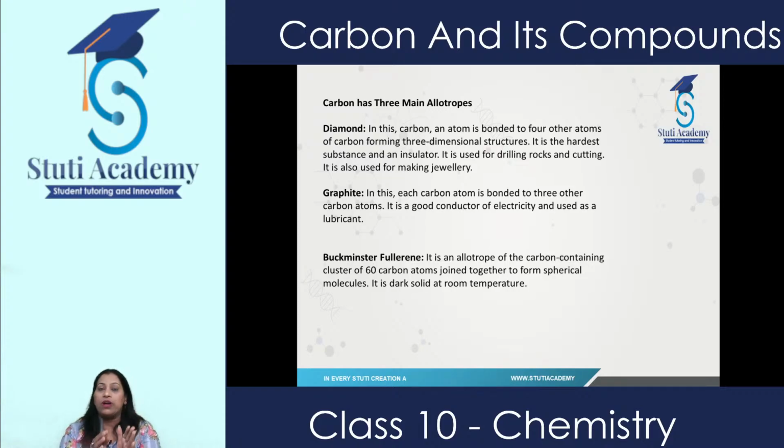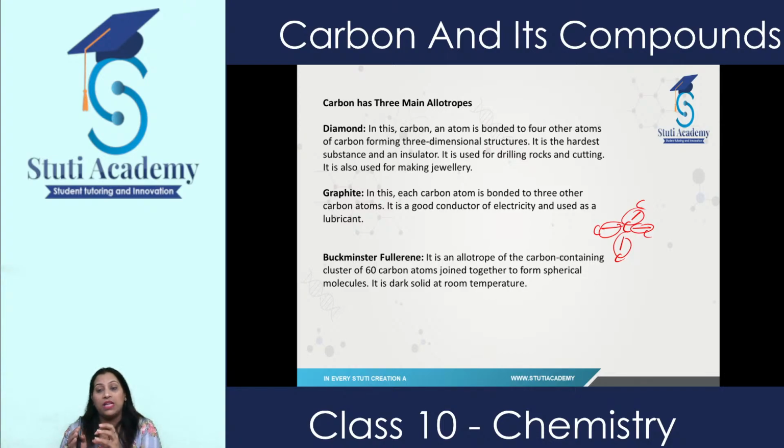If we look at the first allotrope, which is diamond, in this, as I told you, one carbon is linked or combined with four other carbon atoms. If we look at the structure of diamond, it shares its electrons with another carbon. So here it makes a bond. As you can see, it is compactly packed. In case of diamond, it is compactly packed, and this kind of arrangement is present in diamond.